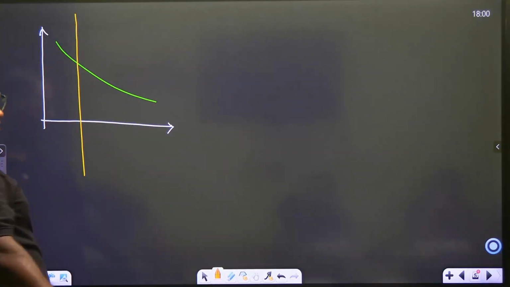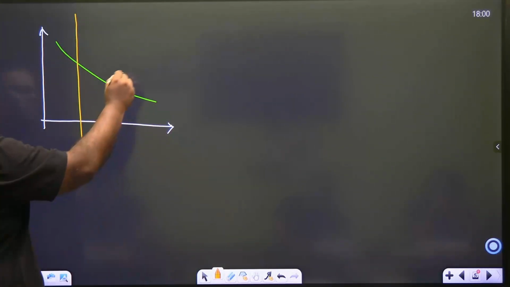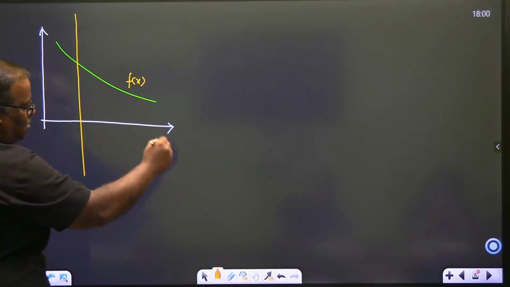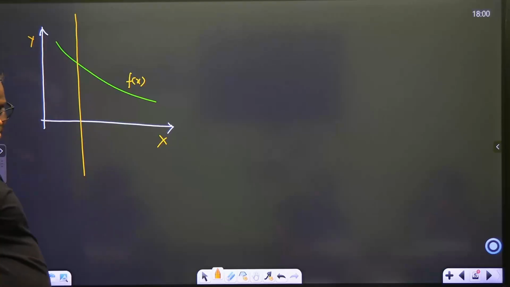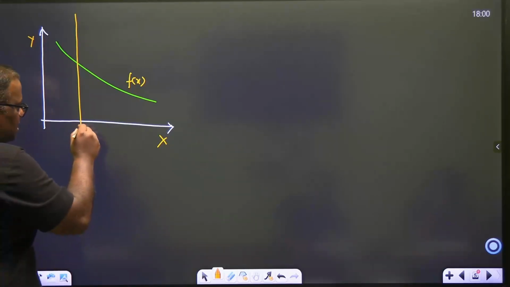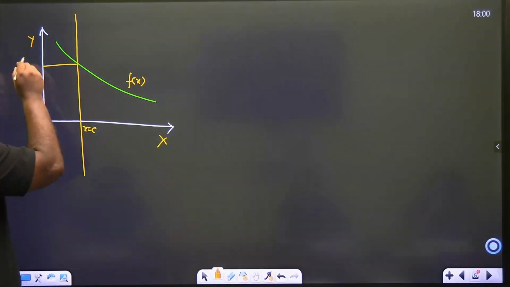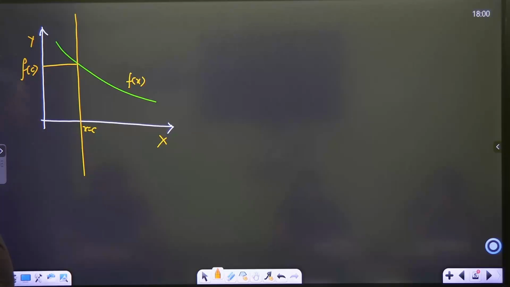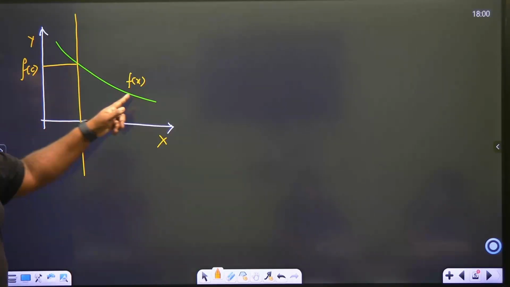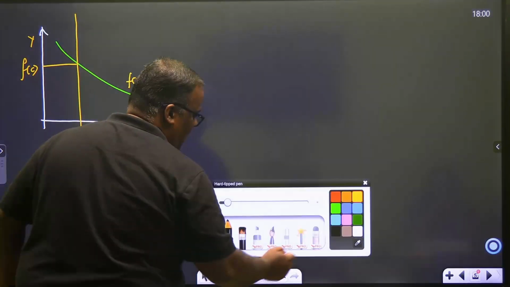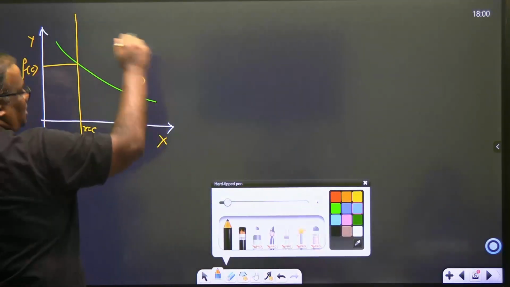Draw one vertical line. Let's say this is a function f of x, and I want to test whether f of x is a function or not. That means this is x and this is y. This is some x equal to c, and for that x equal to c, you are getting a value f of c. For this particular value, are there two points? No. But if I'm going fast, just let me know.